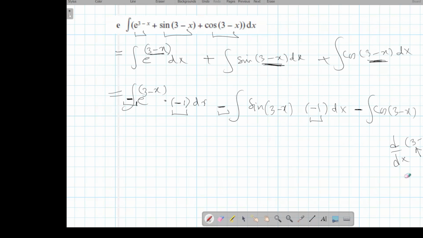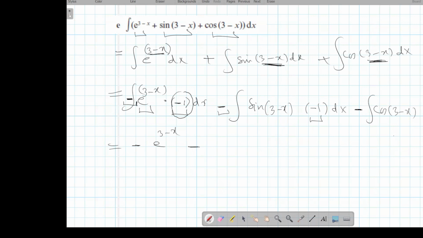Now, when the derivative is available, we will just simply integrate. So e to the power 3 minus x has the same derivative, e to the power 3 minus x. The availability of the derivative is important. Derivative is same, antiderivative is same.